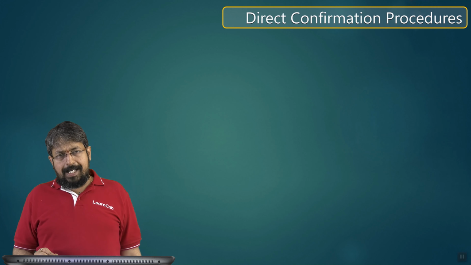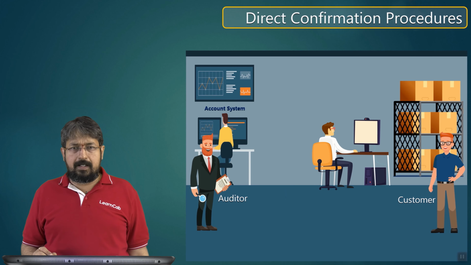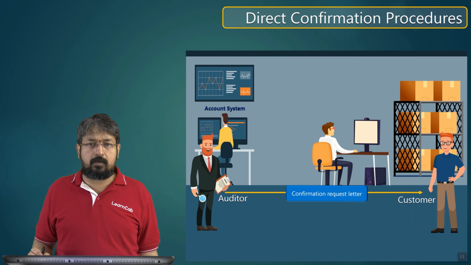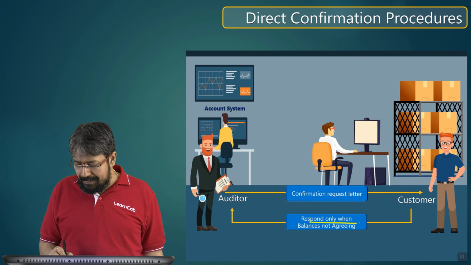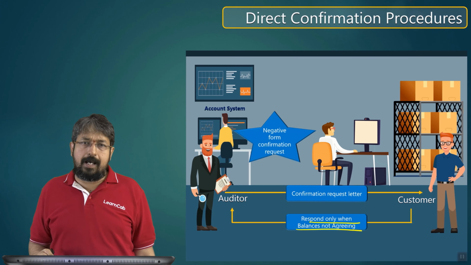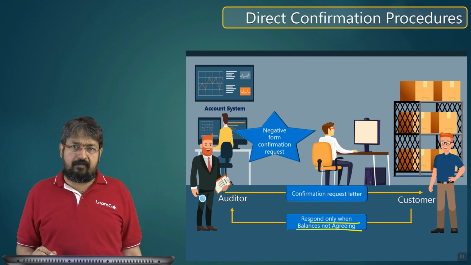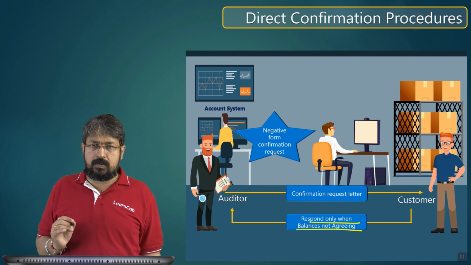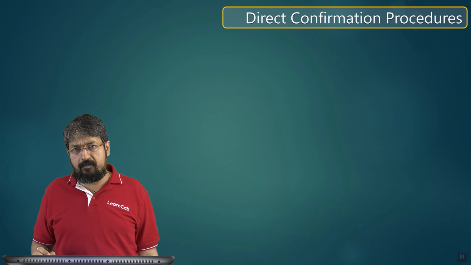Then the next thing, my dear soldiers. There may be a possibility that the auditor will send a request letter to the customer, and the customer will respond only if the balances are not agreeing. They are known as what? Negative form of confirmation request. This is the second type, my dear soldiers, which is known as negative form of confirmation request.